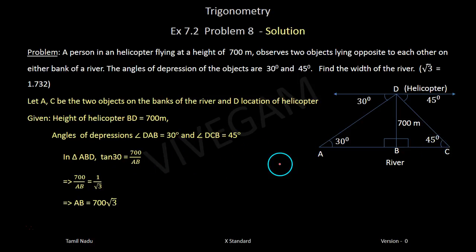Okay, now take this triangle ABD. Tan 30 is opposite by adjacent. So tan 30 is 700 by AB, right? That's what is written. Tan 30 is 700 by AB. What is tan 30? That is 1 by root 3. So 700 by AB equals 1 by root 3, or AB will be equal to 700 root 3.